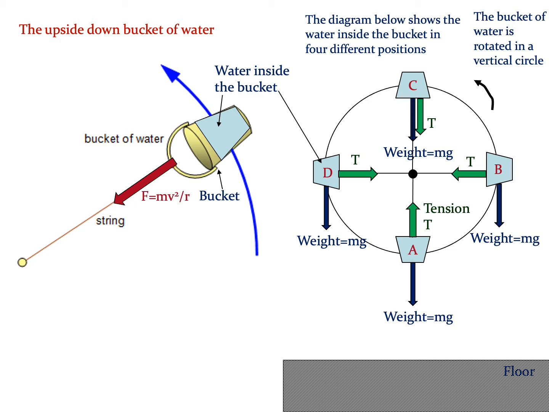So as you were doing the swing, I wonder if you felt that the bucket felt heaviest at the bottom of the circle, that's position A, but it felt sort of lightest at position C. And that corresponds to your having to provide a large tension at position A, but a much smaller tension or pull on the bucket at position C.